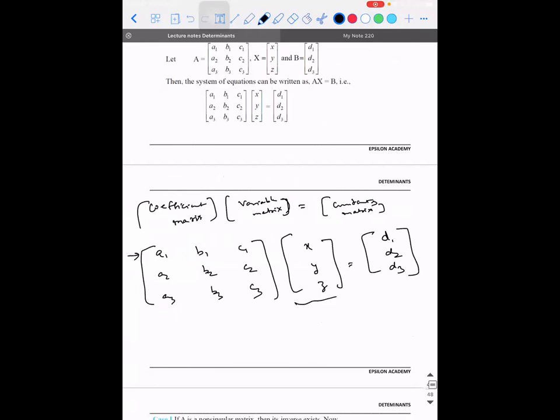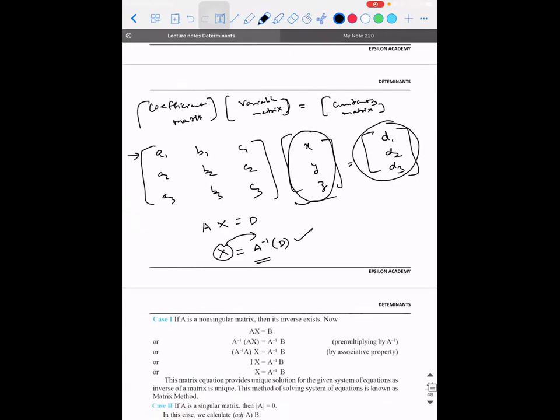So how will you find the value of XYZ? It's very simple. If I call this matrix A, then this XYZ matrix is called capital B. If this constant matrix is called D, then the variable matrix X will be equal to A inverse multiplied with B. If you do this operation, then by equating both the values, you can find the values of X, Y, and Z.